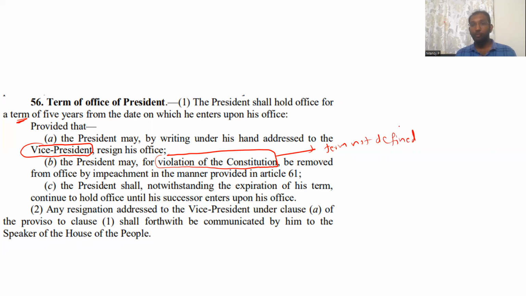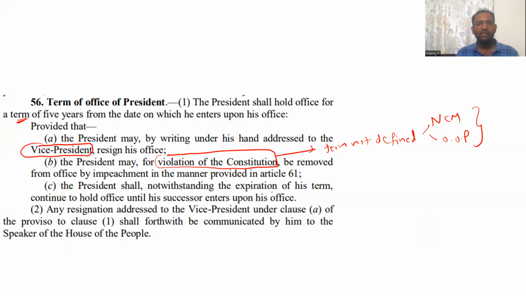Now, UPSC has asked questions like this: they will give some term and ask you whether the term has been defined in the Constitution or not. For example, they have asked about no confidence motion and office of profit, whether these two terms have been defined in the Constitution or not. Comment in the comment section whether they have been defined or not.